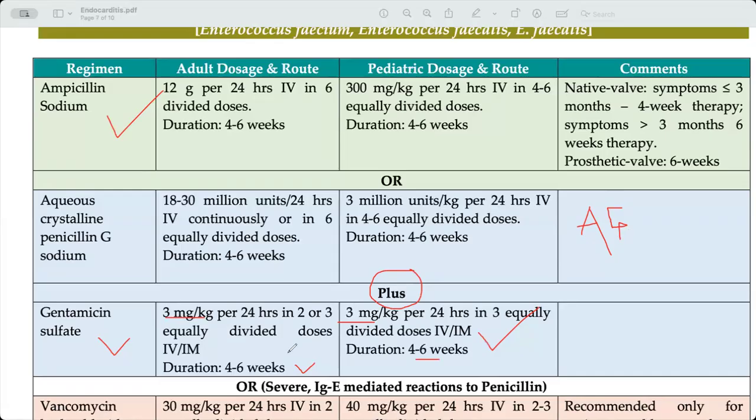If the patient has a severe IgE mediated reaction to penicillin, what are the severe IgE mediated reactions to penicillin? It includes anaphylaxis, angioedema, bronchospasm, and hypotension. If the patient is not able to tolerate ampicillin or penicillin, then we have another option. We need to give vancomycin.